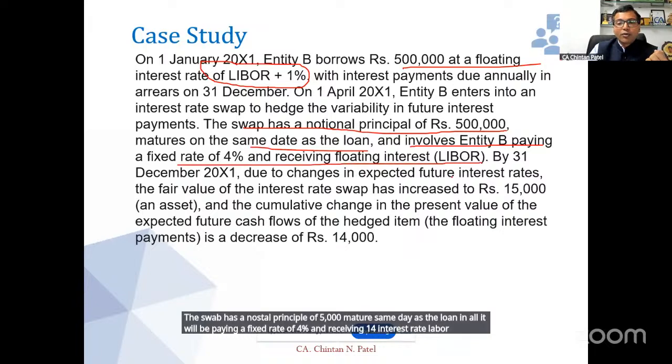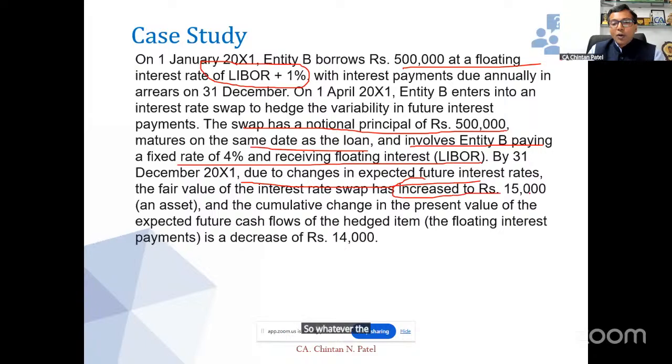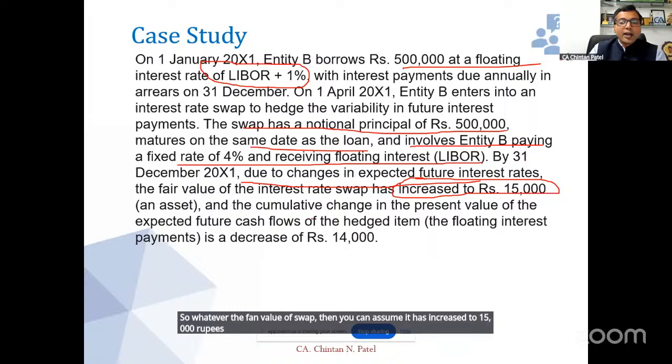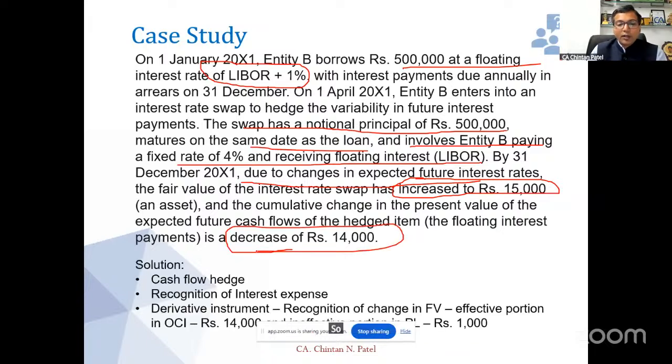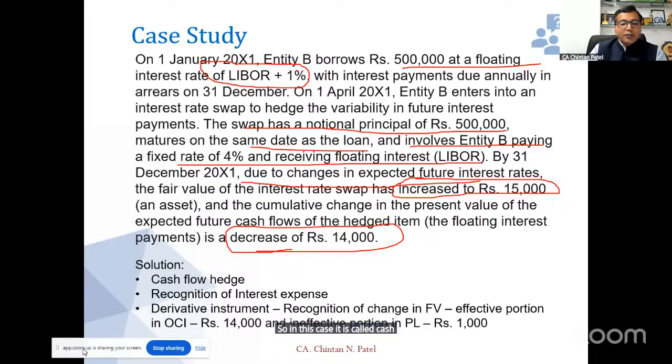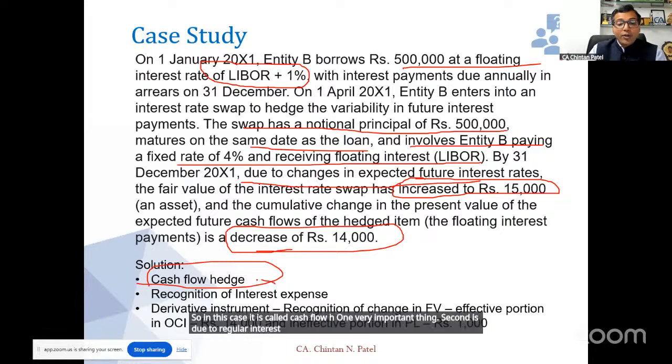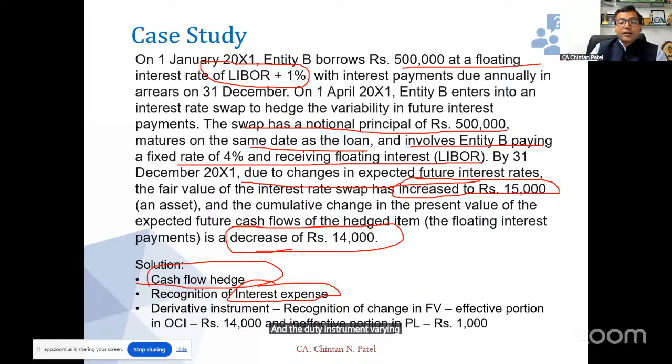By December, due to a change in the interest rate, the fair value of the IRS has increased to 15,000 rupees. So what happens? The fair value of the swap derivative instrument has increased to 15,000 rupees, and the cumulative change in the present value of expected future cash flow of the hedged item is a decrease of 14,000 rupees. So in this case, it is called a cash flow hedge, right? One very important thing: you recognize interest expenditure, which is your actual interest expenditure, and for the derivative instrument you recognize the change in fair value in OCI because it is a cash flow hedge.